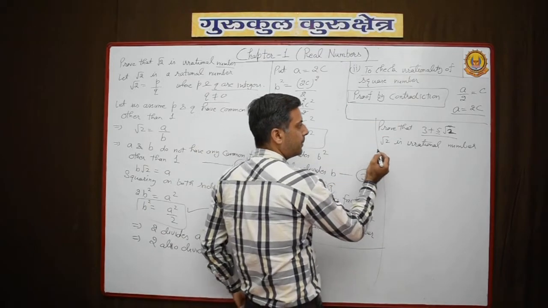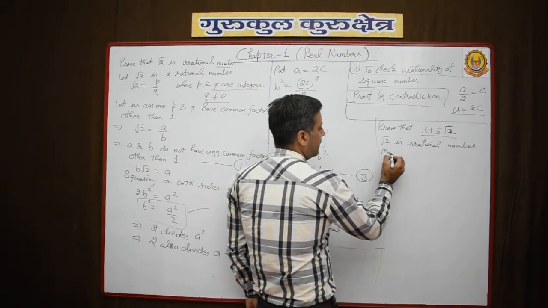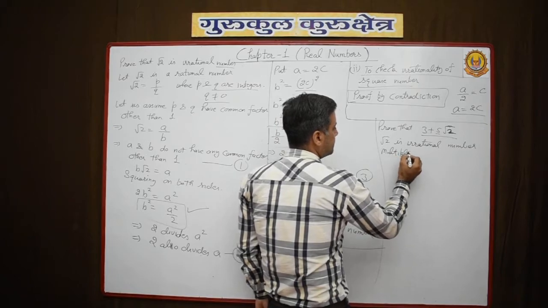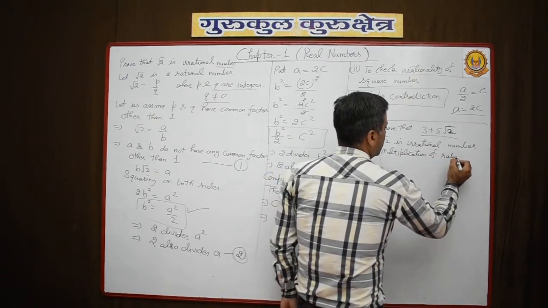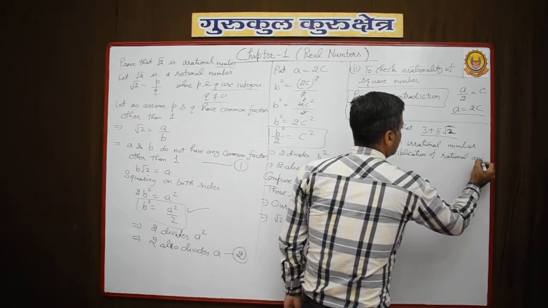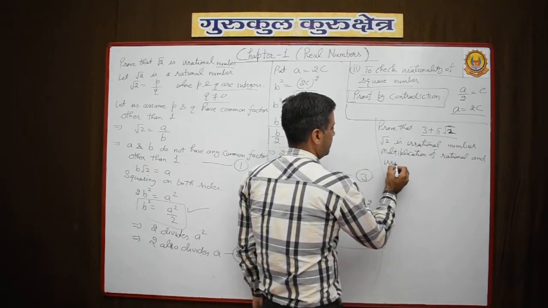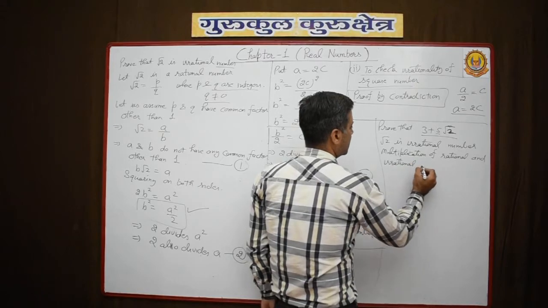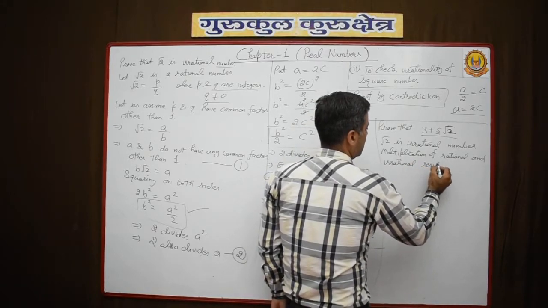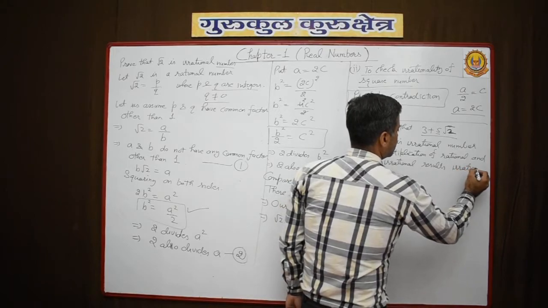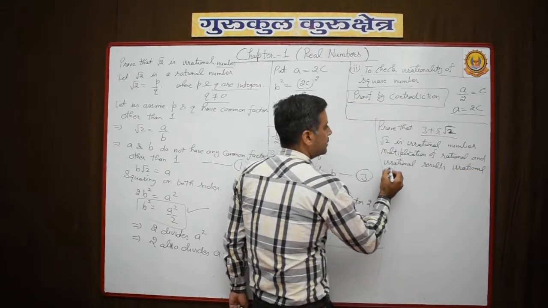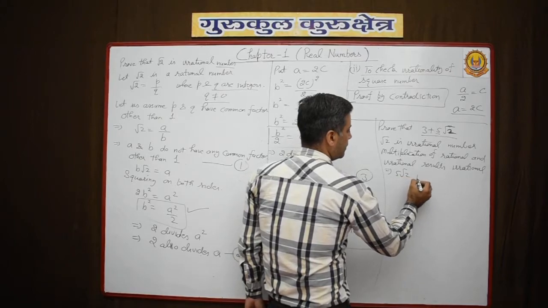So you can write down here: multiplication of rational and irrational, result irrational. So it means 5 root 2 is irrational.